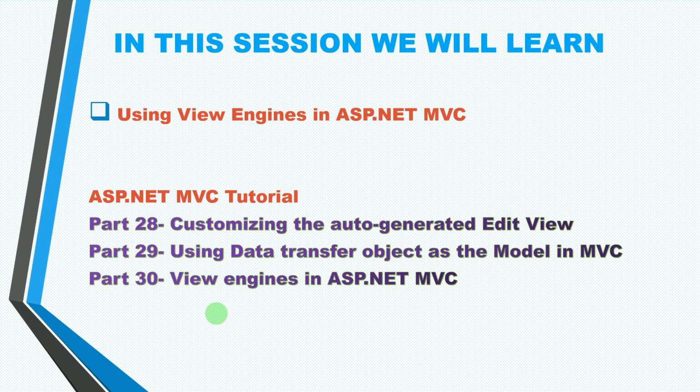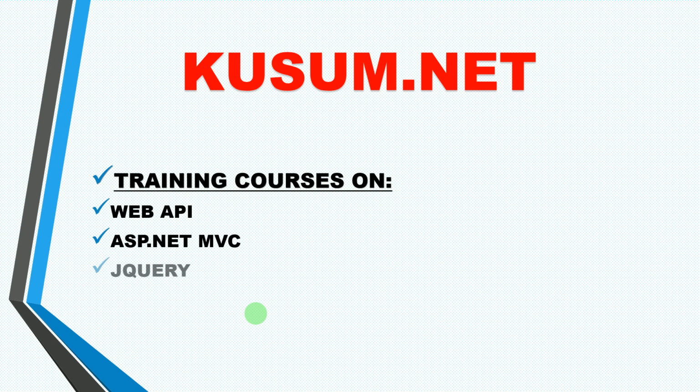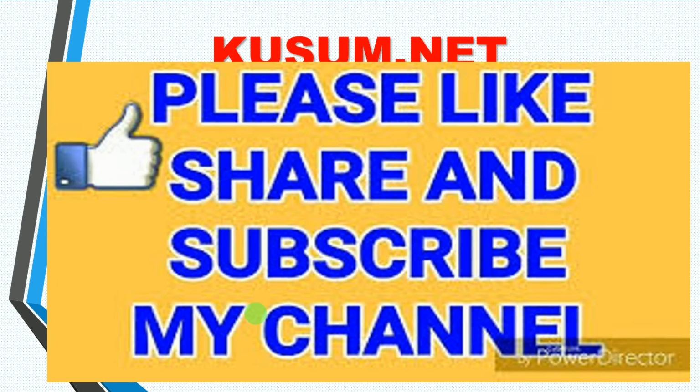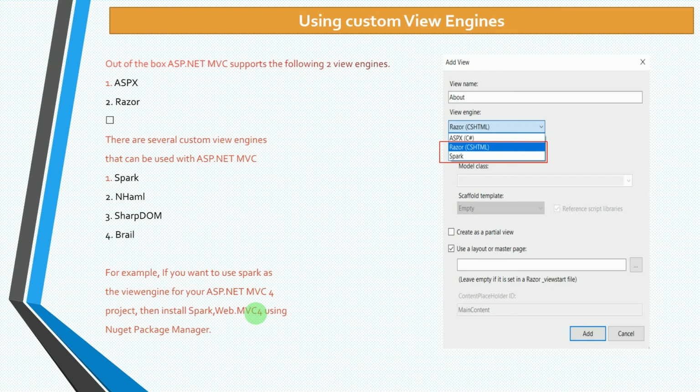Before watching this video, please watch my parts 28, 29 and 30. In part 30, I explained about view engines in ASP.NET MVC, how many types of view engines there are, and the details of the view engines. Now today you are going to watch how to use custom view engines.